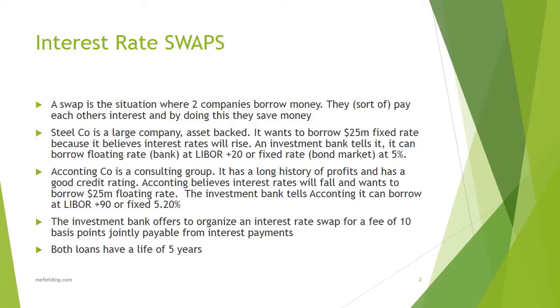Right, LIBOR is the London Interbank Offer Rate, so this is the rate of interest that banks charge to each other, and then because you're not a bank, they're charging a premium, so the premium is 20. Right, 20 means 20 basis points, so 20 is actually 0.2%. So Steel can borrow floating rate at LIBOR plus 0.2%, or it can borrow fixed rate from the bond market at 5%.